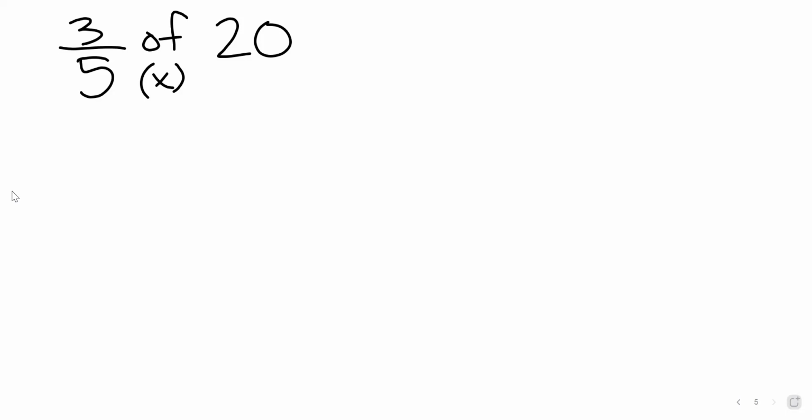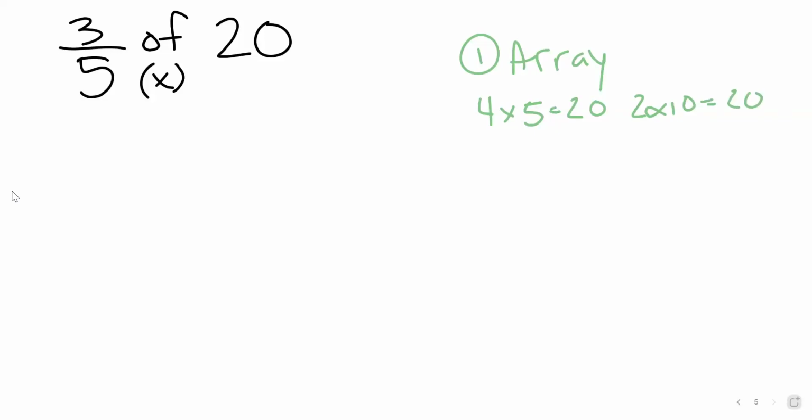So again, if I'm doing 3/5 of 20, the first thing is I'm going to make that array. I'm going to think about how I build that group. I could do it with a 4 by 5, because that equals 20. I could do it with a 2 by 10, that equals 20. I could do a 1 times 20, that equals 20, right? These are all different ways I could build my model.